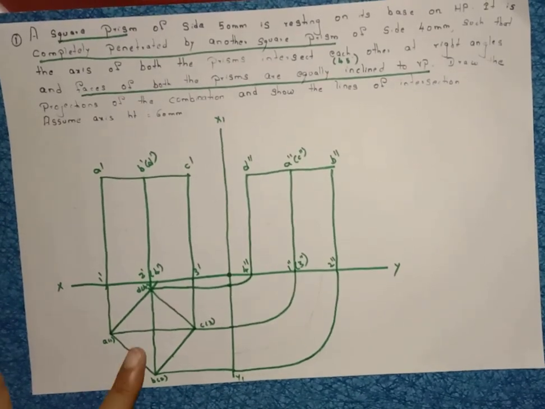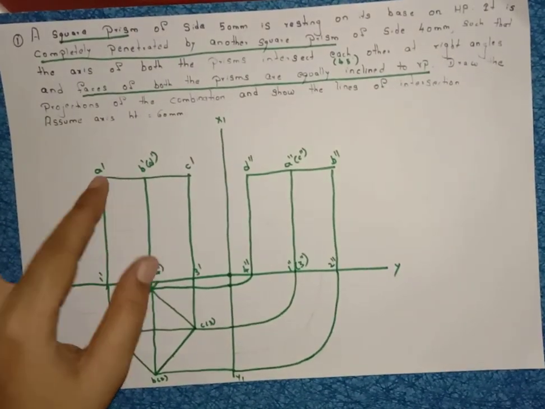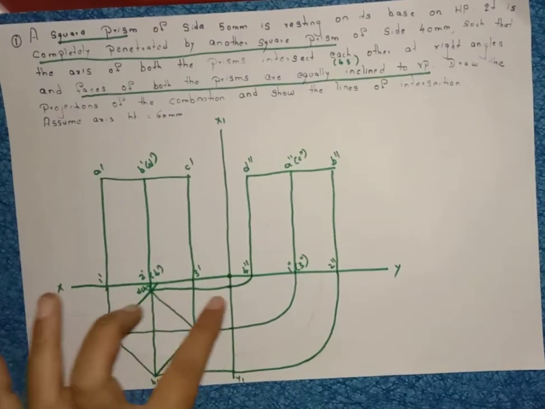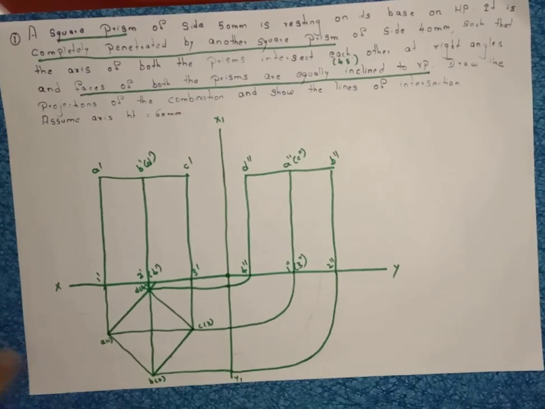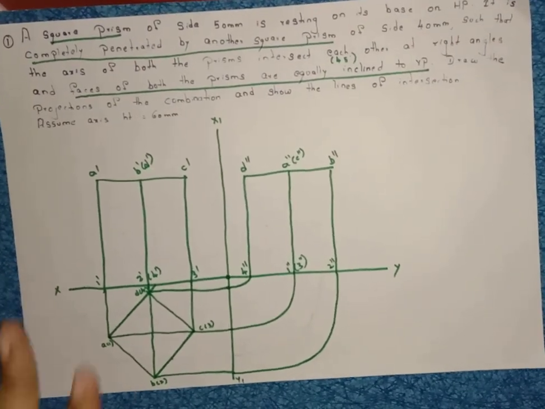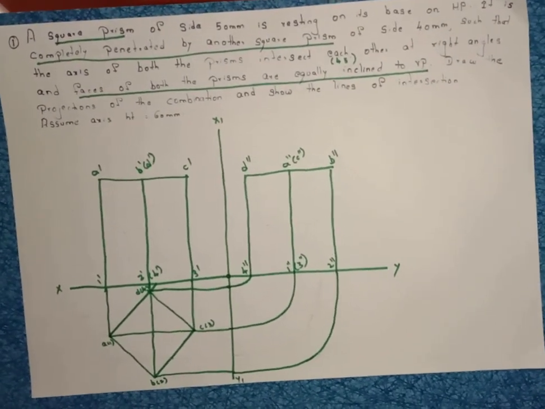Right, see, first we are drawing this square, projecting this one. We are drawing a vertical line, taking these distances, keeping compass here, projecting this one, and drawing the side view. So this is the first part. So we completed one square prism.